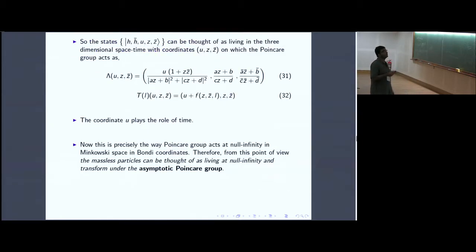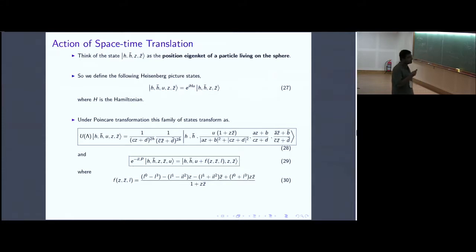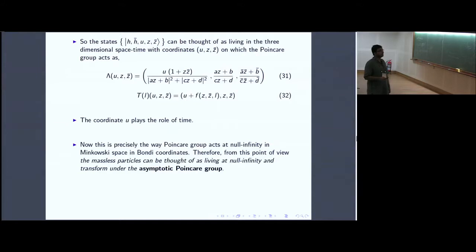So you can think of this U, Z, Z bar. These Heisenberg picture states, this H bar, U, Z, Z bar, can be thought of as living in a three-dimensional space-time with coordinates U, Z, Z bar, on which the Poincare group acts like this. Now the coordinate U plays the role of time, which is conjugate to H. This is precisely the way the Poincare group acts at null-infinity in Minkowski space in boundary coordinates. Therefore, from this point of view, one can think of this particle described by this state as living on null-infinity, but strictly speaking, that interpretation is not required.